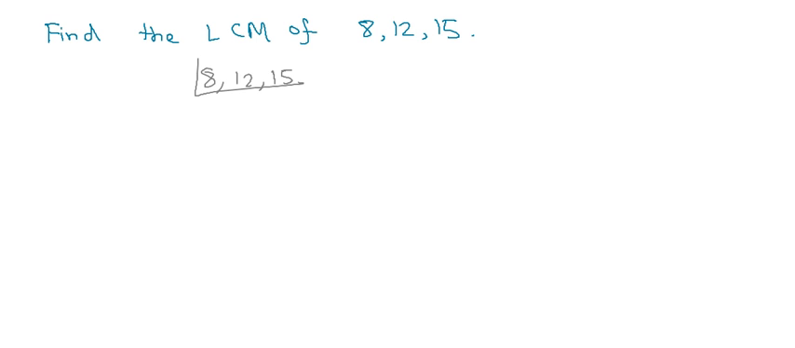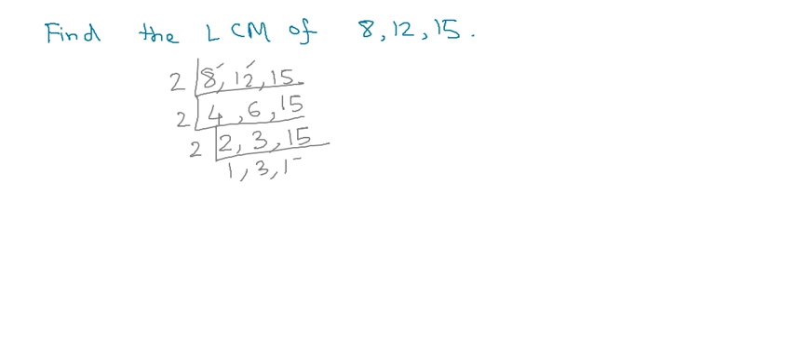So we can see that this number will be divided by 2, this one and this one will be divided by 2. 15 won't be divided, so we will keep 15 as it is, and here 6 and 4. Again we can use 2, 3, and 15 will remain as it is. Now we can use 3. Again let's use 2 and make it 1, so 15. And now let's use 3, so we have 5.